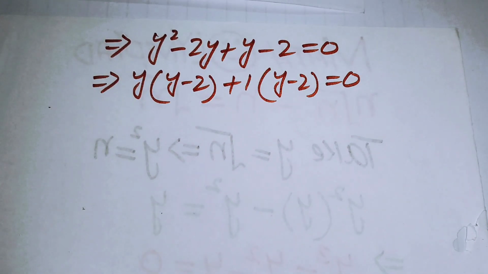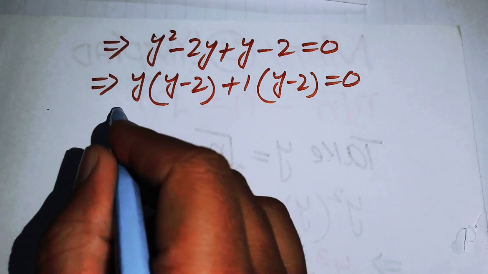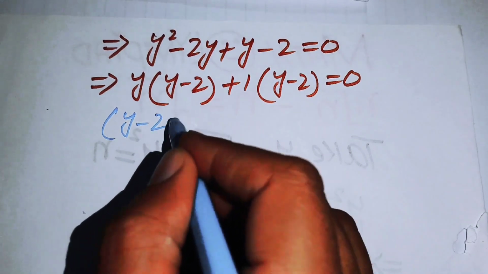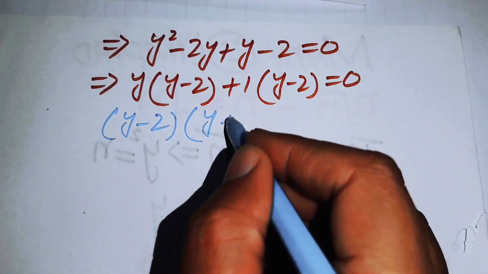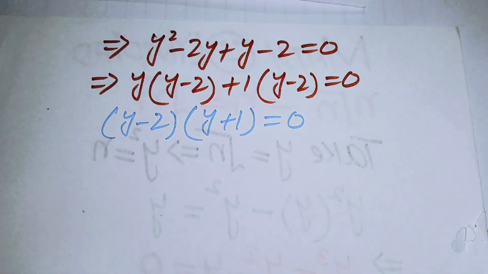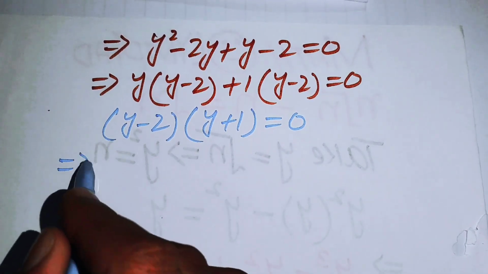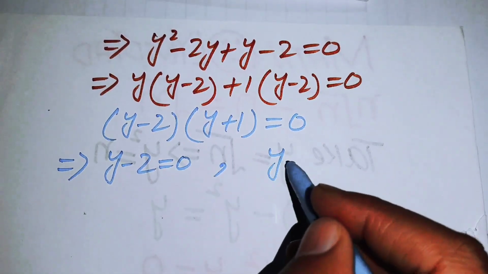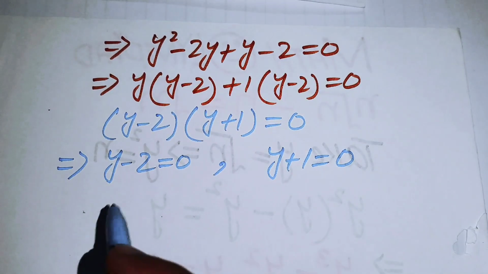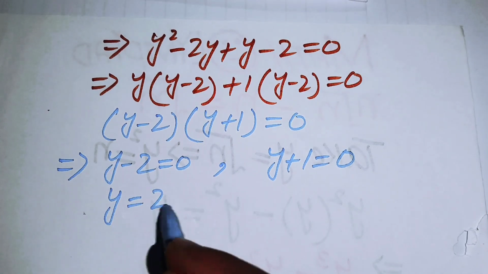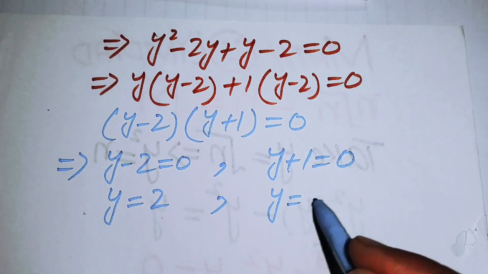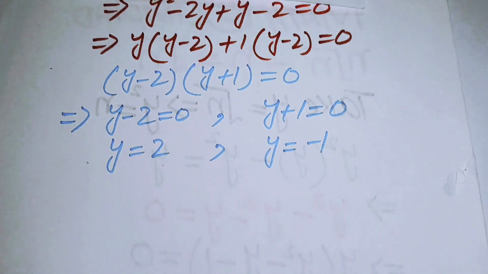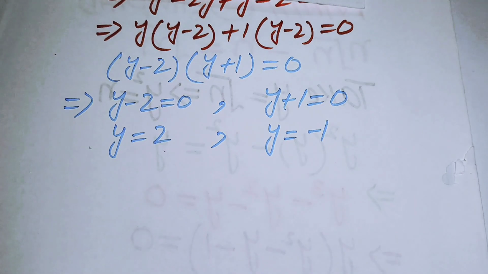And now in both of the terms you see that we have y - 2 as the common factor, so we take common y - 2 here, and you get (y - 2)(y + 1) = 0. So here we have two cases. The first case is we write y - 2 = 0, and the second case is we write y + 1 = 0. So in the first case you get the value of y = 2 and you get the value of y = -1.